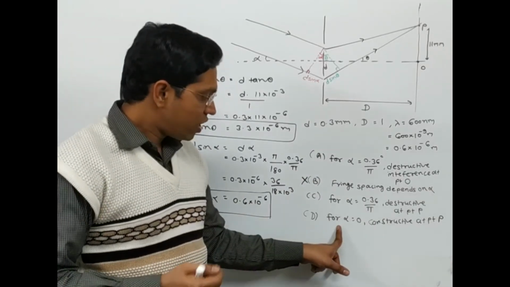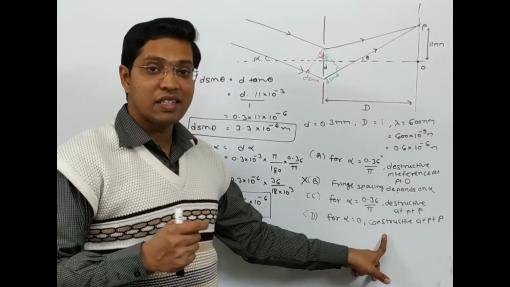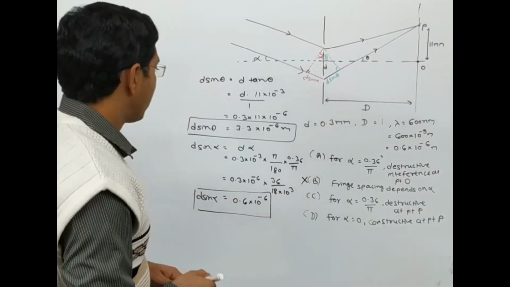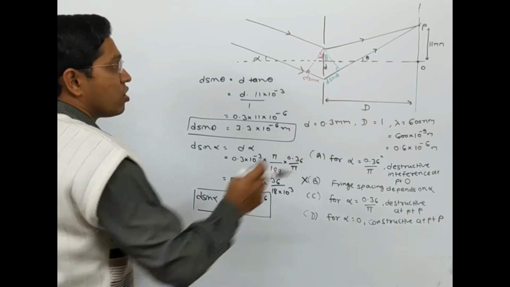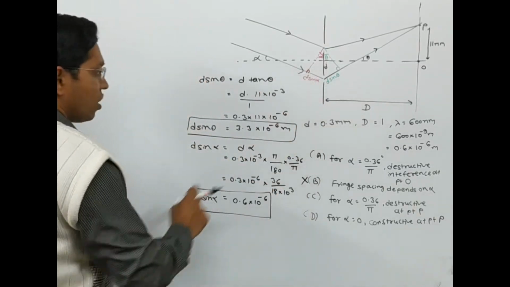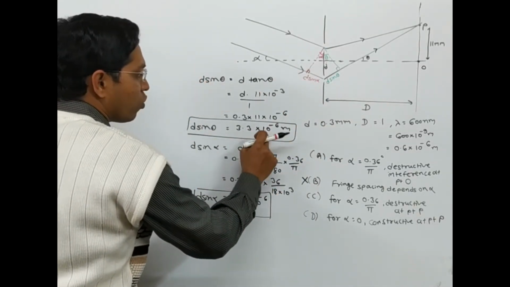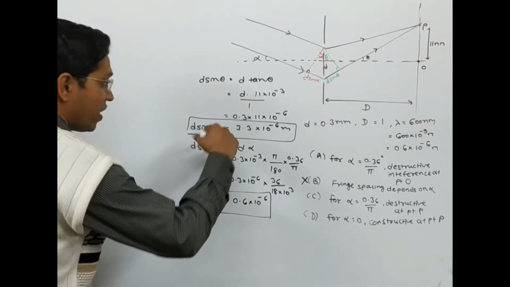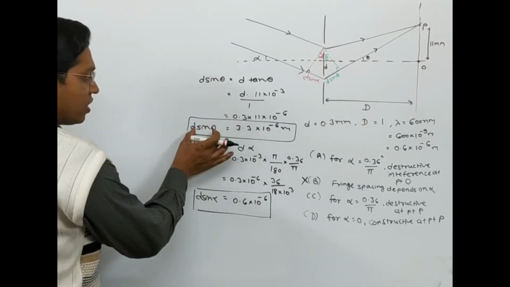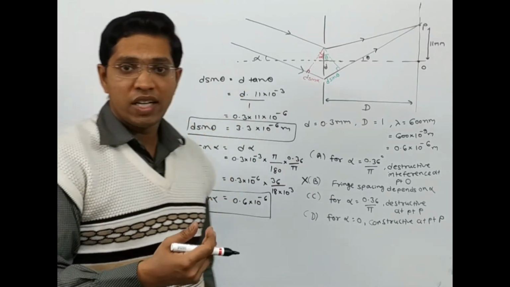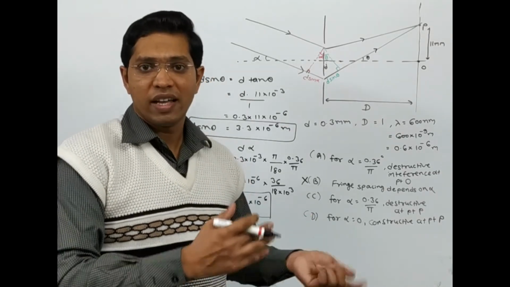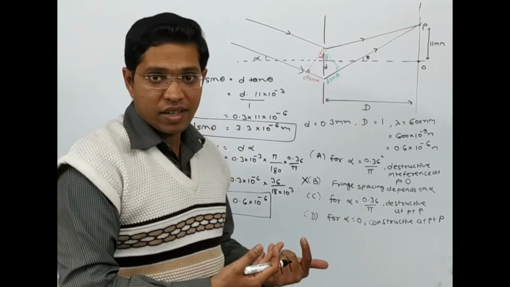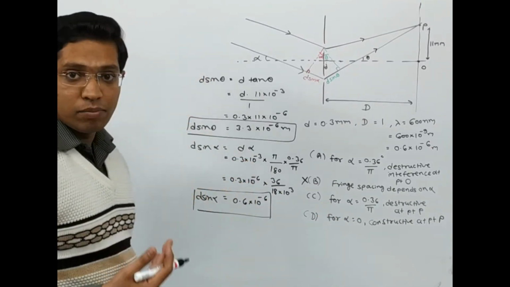Now for alpha equal to 0, he is saying that it is constructive at the point P. Now I'll have to check that for alpha equal to 0 there will not be any d sin alpha. So it will have only d sin theta. Now d sin theta is turning out to be 3.3 into 10 raised to minus 6. So I divide by lambda, because if this path difference is an integral multiple of lambda, it is constructive. If it is (2n plus 1) lambda by 2, where n starts from 0, then it is destructive. So I'll have to check what that number comes out to be.